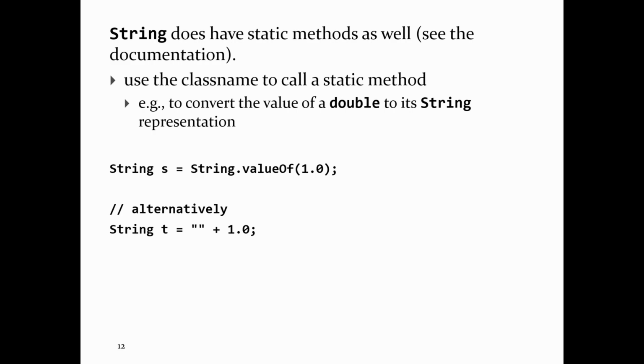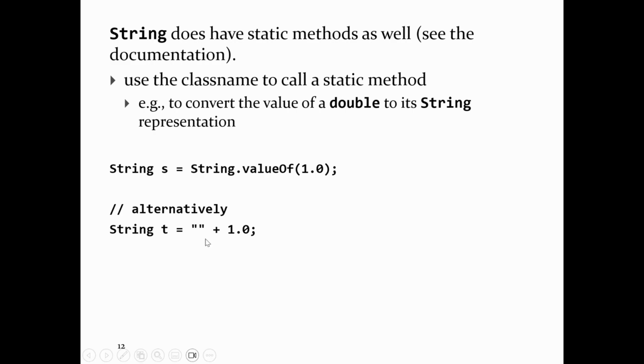So String does have static methods. If you're going to call a static method, you always use the name of the class. So if I want the string corresponding to the double value 1.0, you can write String.valueOf(1.0). The string s will be the characters 1, then the period, then the 0. For the primitive types, you can also concatenate the value with the empty string, and it does the exact same thing as valueOf. So if I want the string corresponding to the double value 1.0, you can just write double quotes plus 1.0.